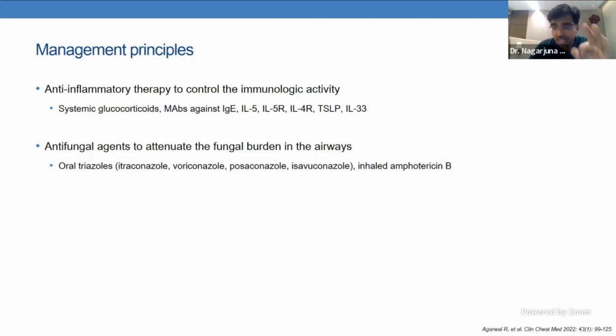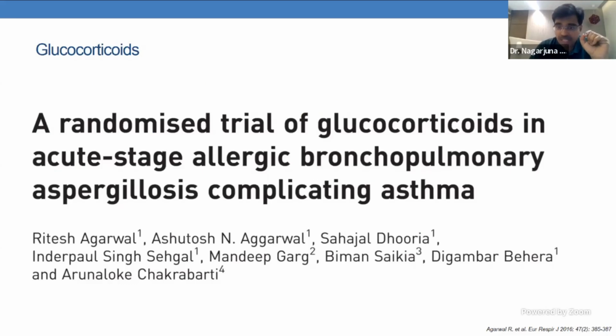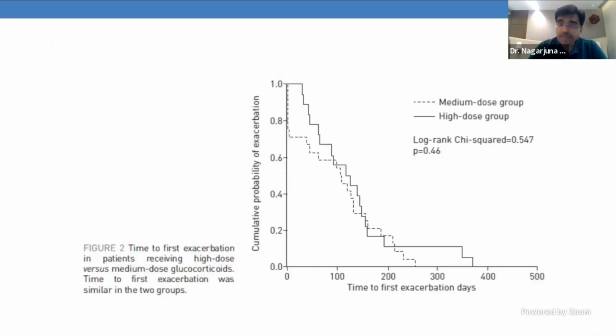Now I'll be talking about 3 randomized controlled trials, all of them published from India, all of them from PGI, which have changed our approach to managing ABPA. All of these are patients of acute ABPA, newly diagnosed. This is the first study, published in 2016. This is an RCT comparing high dose and medium dose glucocorticoids. Earlier, higher doses, around 0.75 to 1 milligram per kg of prednisolone equivalent, were being given. But this was compared with the medium dose, that is 0.5 milligram per kg.